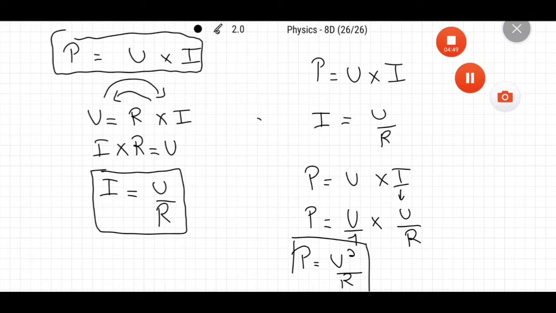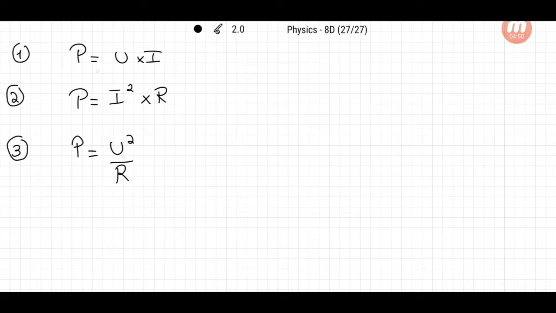Meaning, P can be U times I, or I squared times R, or U squared over R. These three formulas can be used to find the power consumed by a resistor.